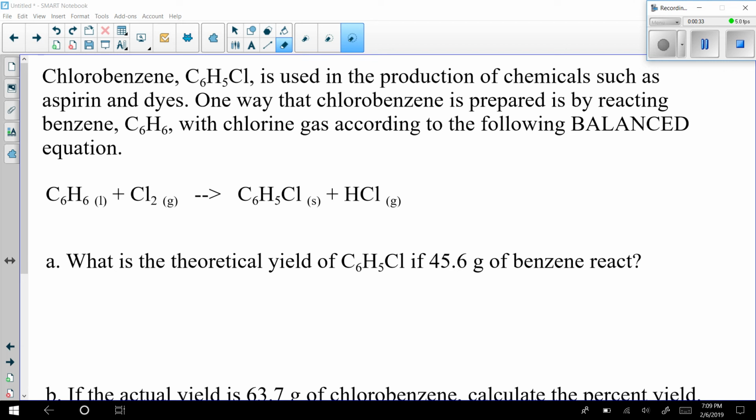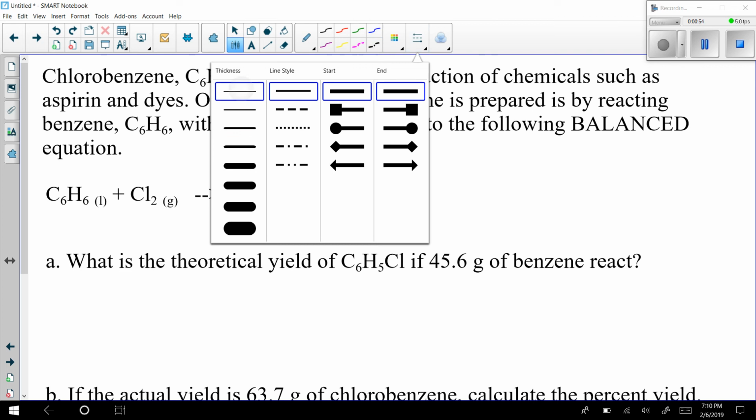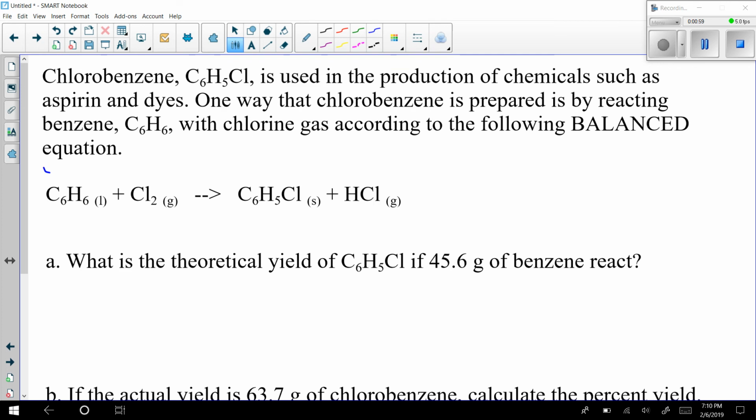And our first question reads, what is the theoretical yield of C6H5Cl, which is the chlorobenzene, if 45.6 grams of benzene react? So to determine the theoretical yield, we have to set up our stoichiometry problem by writing the given and the unknown above the balanced equation. So from our problem, our given value is our 45.6 grams of benzene. Above benzene, I'm going to write 45.6 grams. And then our unknown is our chlorobenzene. So above chlorobenzene, I'm going to write X grams.